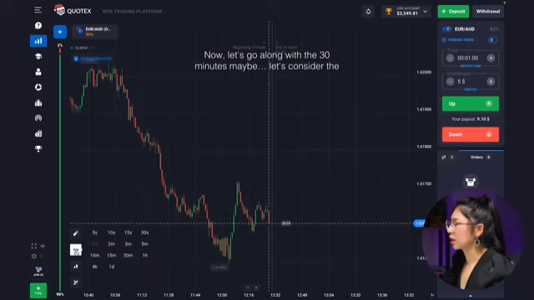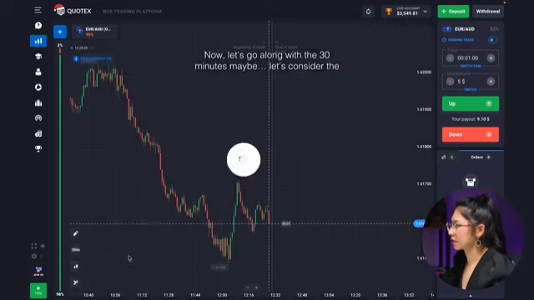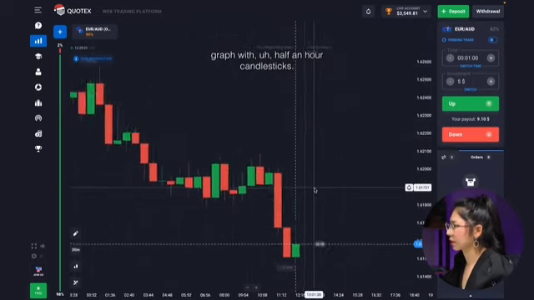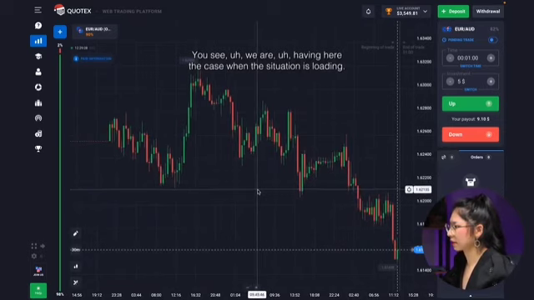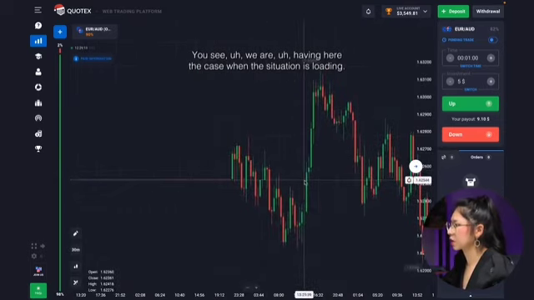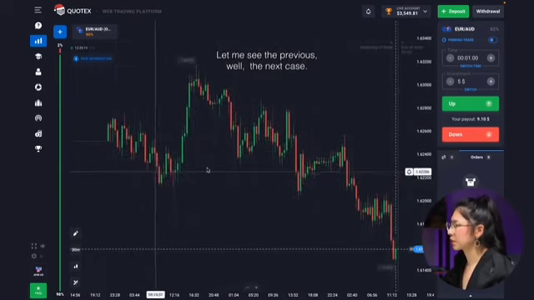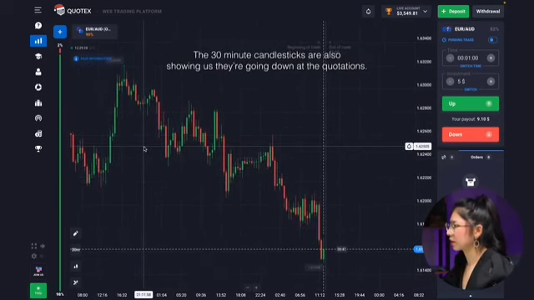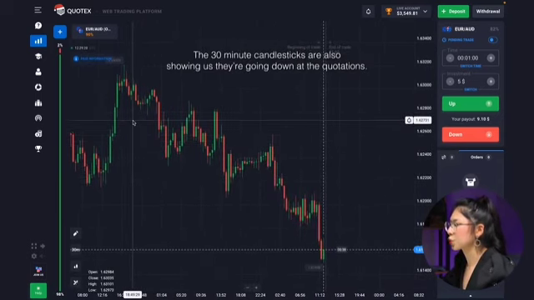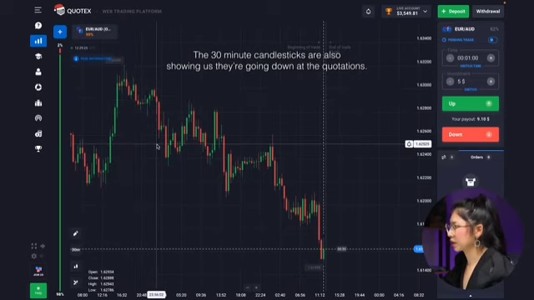So now let's go along with the 30 minutes. Maybe let's consider the graph with half an hour candlesticks. That's also an interesting case. You see we have here the case when the situation is loading, and let me see the previous or the next case. Let us consider what is going on here. The 30 minute candlesticks are also showing us the quotations going down.